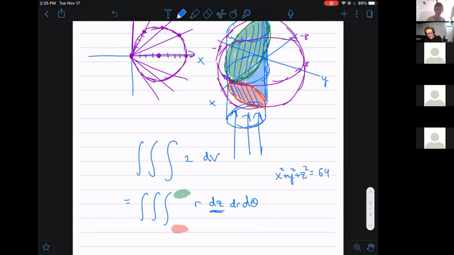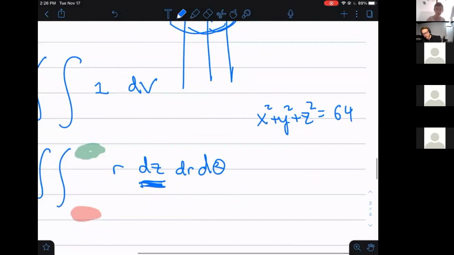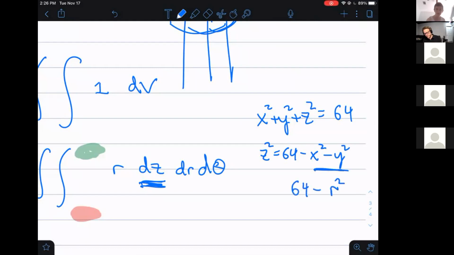Remember, this is a z integral, so we need its bounds to be solved z equals. If I take this and rearrange, I get z squared is equal to 64 minus x squared minus y squared. Thinking about this for a second, though, we want to be in cylindrical. So of course we can factor out a negative, and then x squared plus y squared is just going to be r squared. So that makes things a little bit cleaner there.